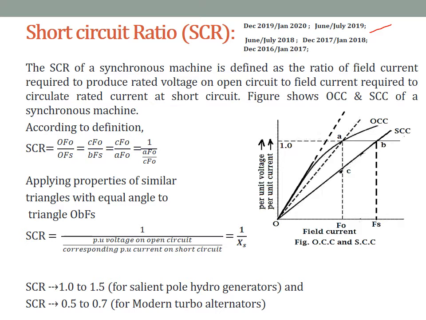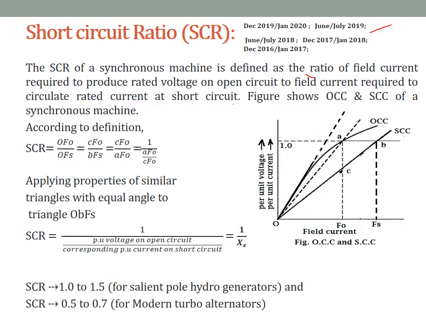The short circuit ratio of a synchronous machine is defined as the ratio of field current required to produce rated voltage on open circuit to field current required to circulate rated current at short circuit. Once again I will repeat. The SCR, the short circuit ratio of a synchronous machine, is defined as the ratio of field current required to produce rated voltage on open circuit to the field current required to circulate rated current at short circuit.